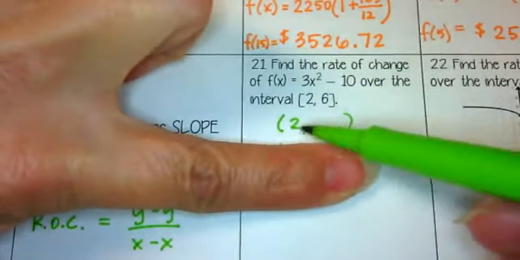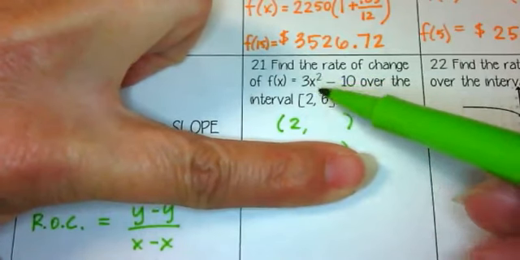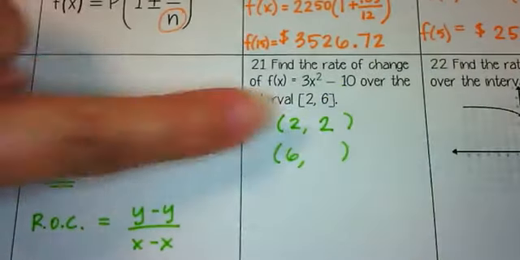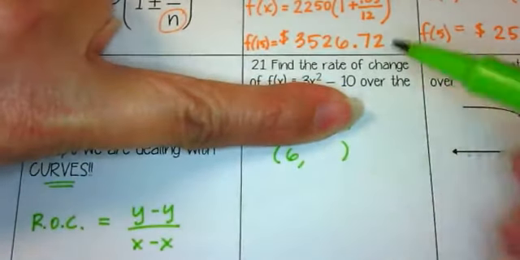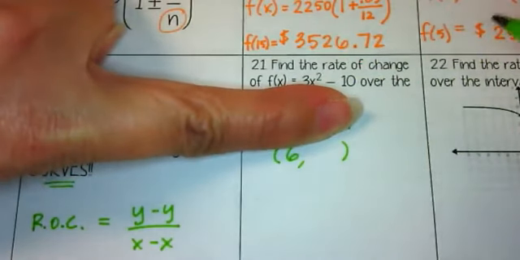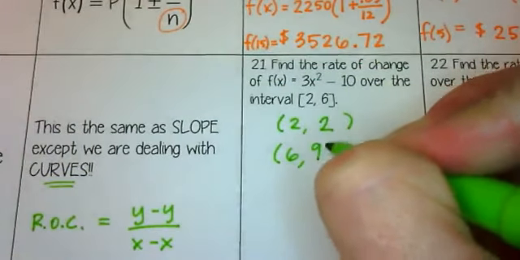All right, so first let's do the 2. So 2 squared is 4, 3 times 4 is 12, 12 minus 10 is 2. All right, now I'm going to do this point. Fill in 6. 6 squared is 36. 3 times 36 is 108. Minus 10 is 98.